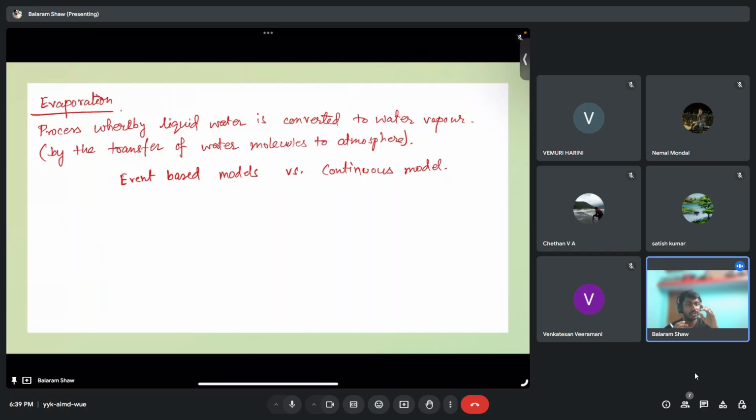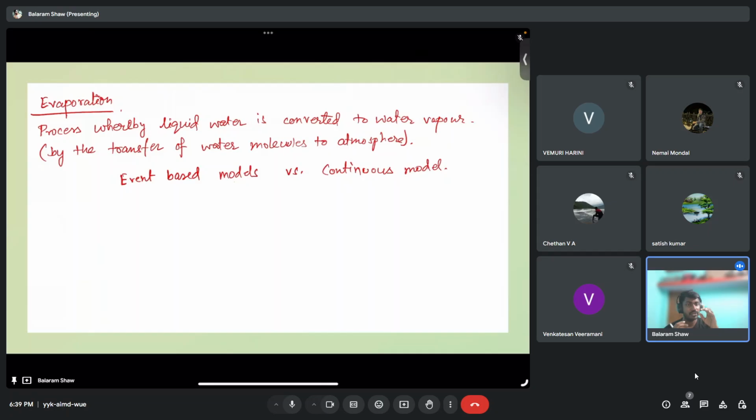So how do we do the measurement of evaporation? Mostly we measure evaporation using evaporimeters, right? Okay, I'll show that first. So we measure the evaporation using evaporimeters, right?